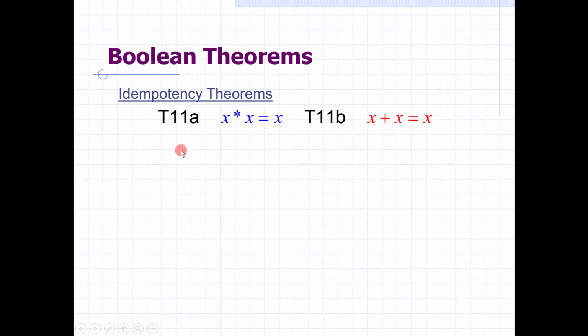Idempotency theorems, that's a mouthful. We have the AND version. Something and itself is just itself, which is not true in regular algebra. That would be x squared. But in Boolean, imagine if you have 0 and 0, you get 0. 1 and 1 is 1. So no matter what I put in here, it always will yield the same thing. For OR, 1 plus 1 is 1, and 0 plus 0 is 0. Therefore, this theorem must be true.